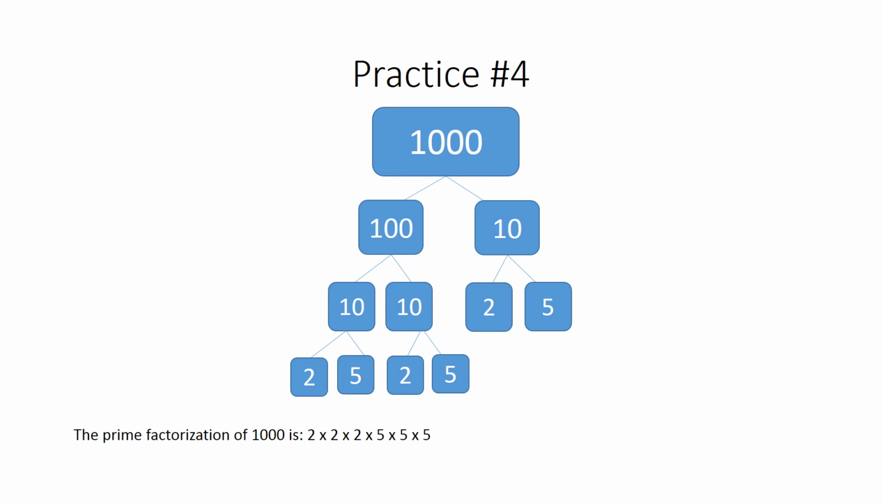Then all you have to do is list all the prime factors you have. So 2, 2, 2, 5, 5, 5. So when you multiply all those numbers, you should get 1000.